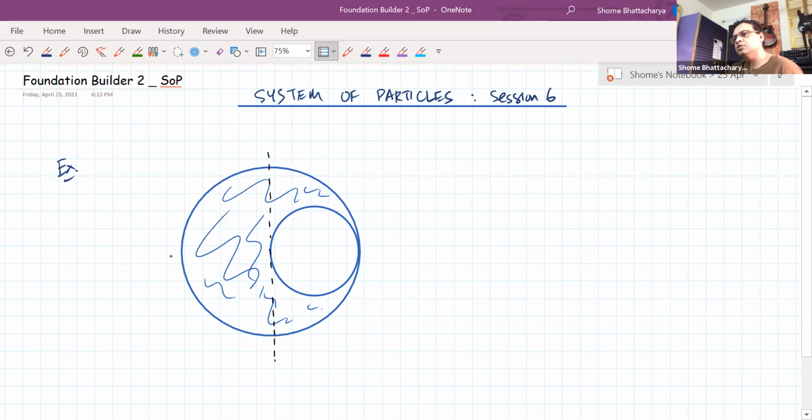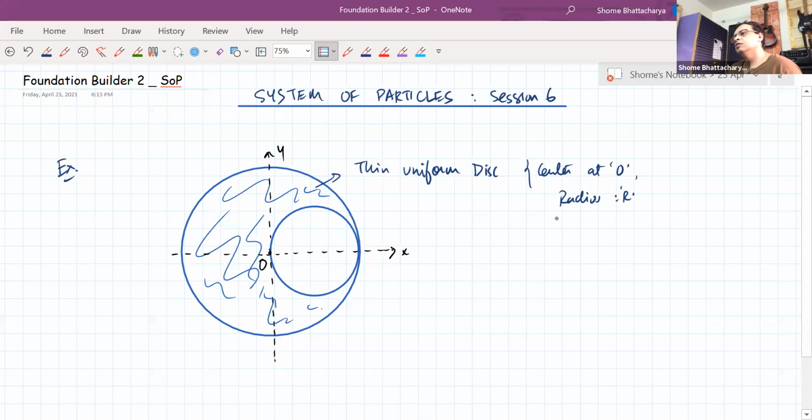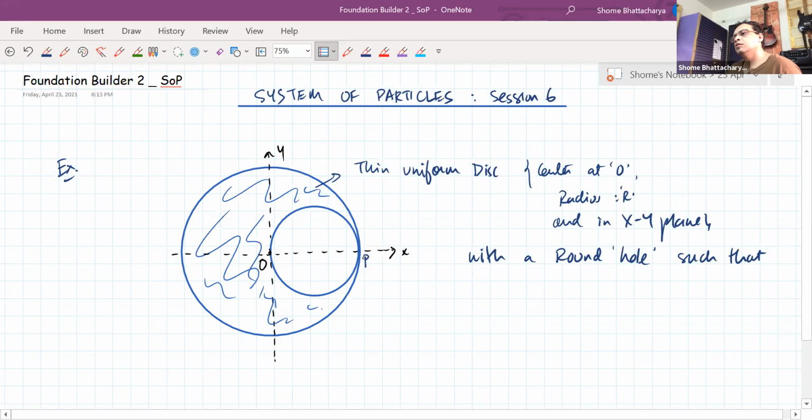So if this is one symmetry axis or diameter of the disk, and this is another diameter of the disk, so you can see that this is a thin uniform disk, with center at O, radius capital R, and in the XY plane, with a round hole such that OP equals the diameter of the hole. OP is equal to R, the radius of the original disk.